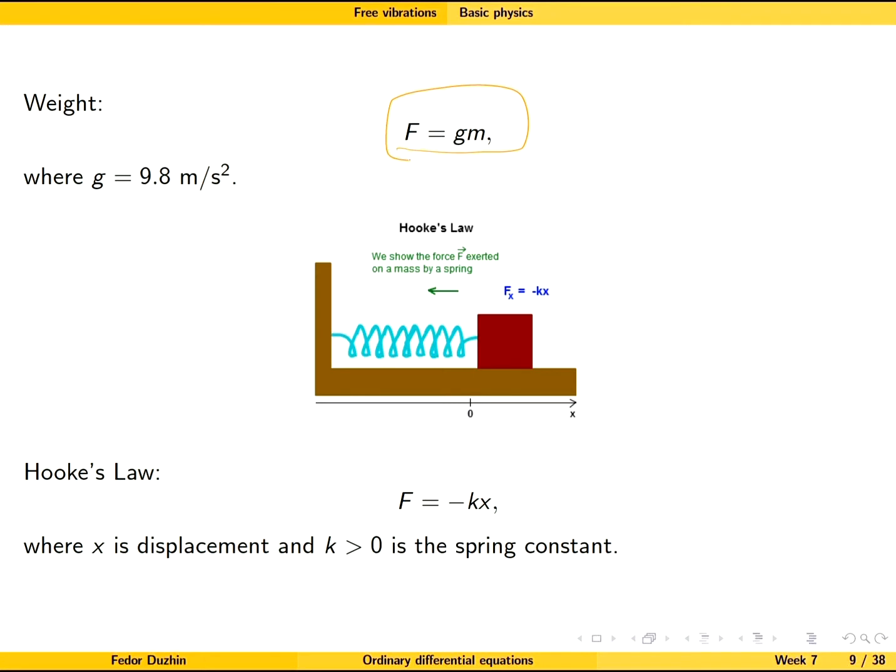Another example of this is Hooke's law. In Hooke's law, the force acting on an object attached to a spring is proportional to the displacement of the spring.